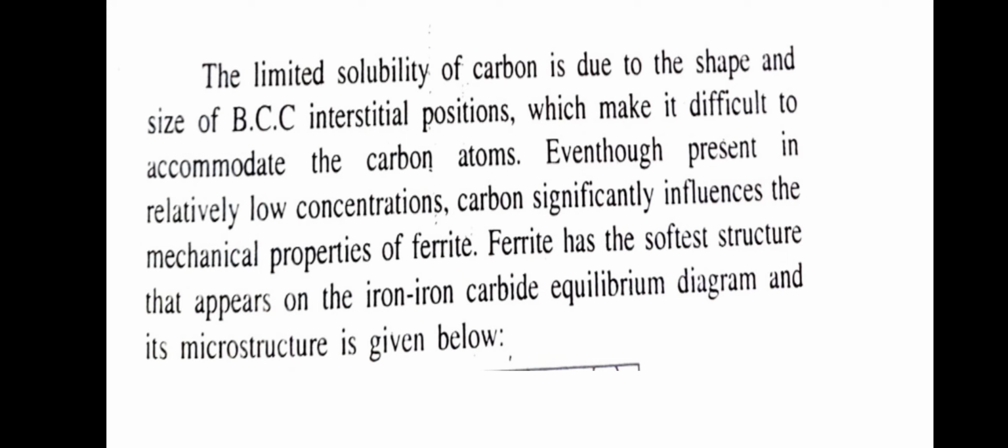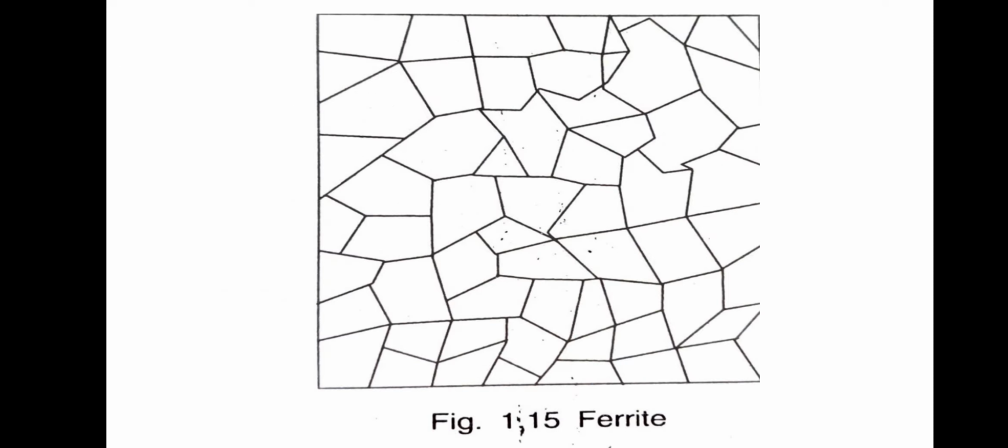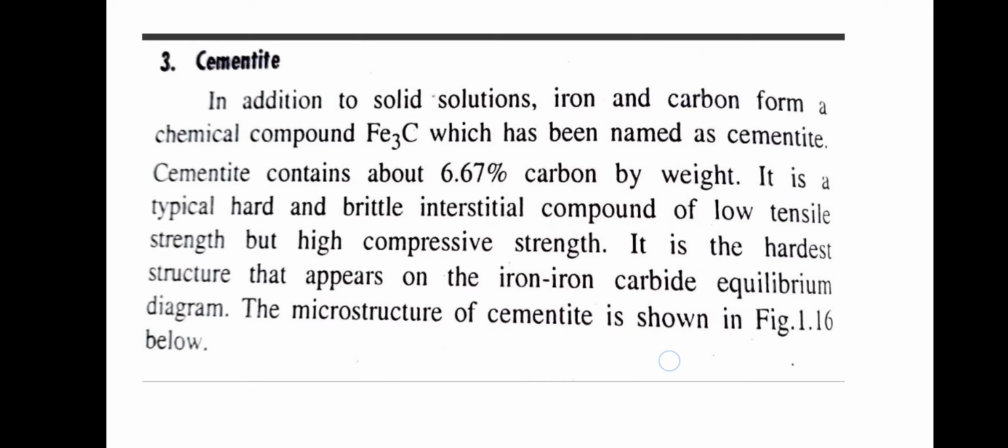Even though it is present in low concentrations, carbon significantly influences the mechanical properties of ferrite. Ferrite is the softest structure that appears on the iron carbide equilibrium diagram, and its microstructure is given in the next slide. The ferrite crystal structure is shown here. It has the softest structure on the iron carbide diagram.